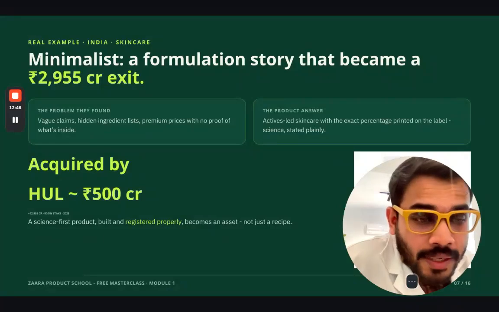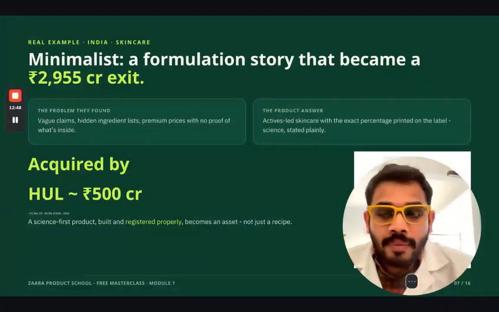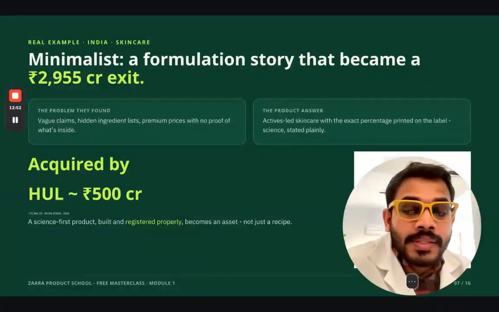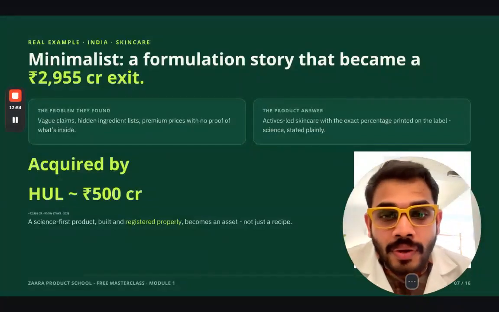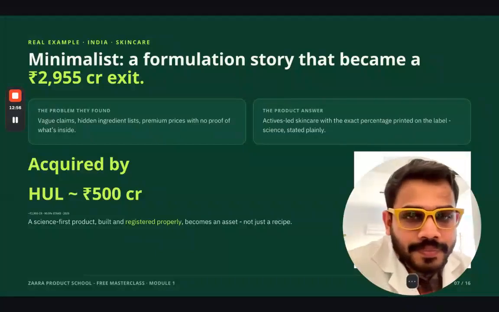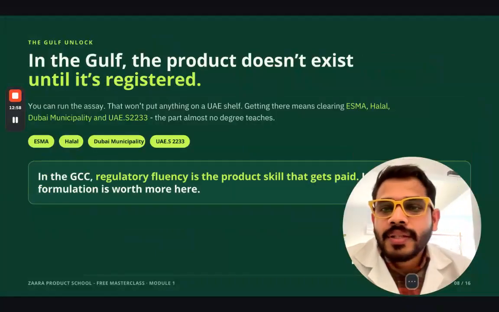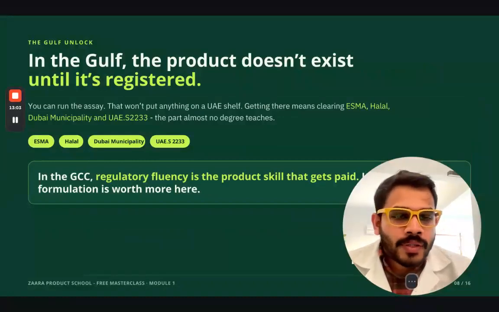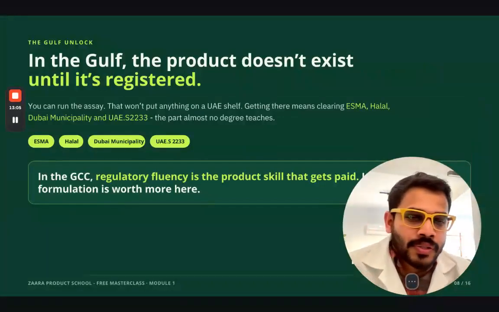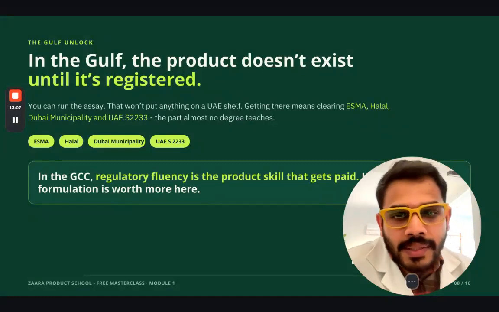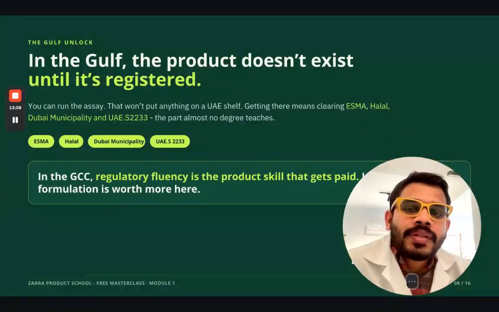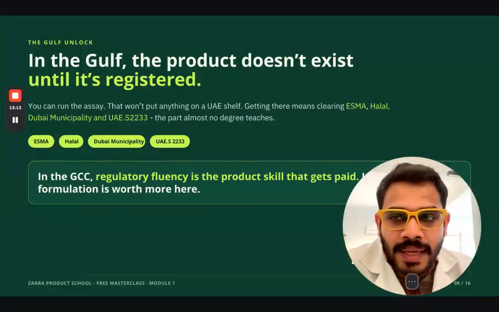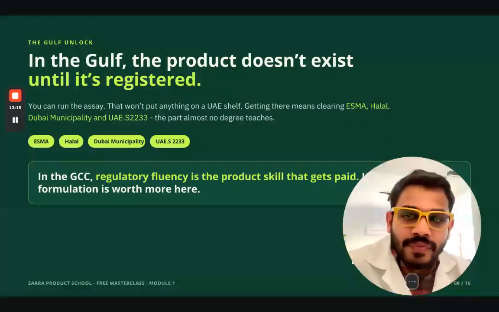They are successful in the market because they analyzed the problem and developed such products. So this is the way of product development, and in the same way you need to develop your college products. And if you look at the international market, if you want to develop some products and launch them in the UAE as well as the GCC market, you need to analyze how we can go through the registration process of ESMA, halal certification, and Dubai Municipality certifications.